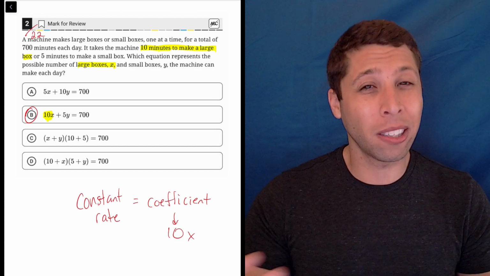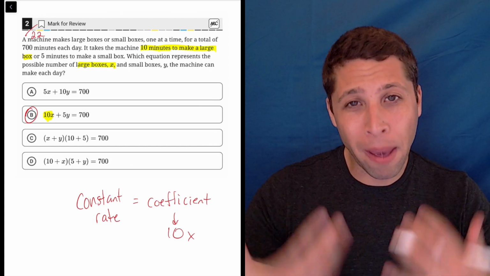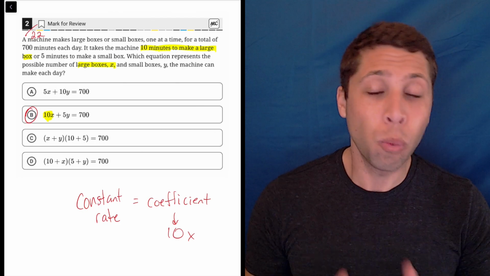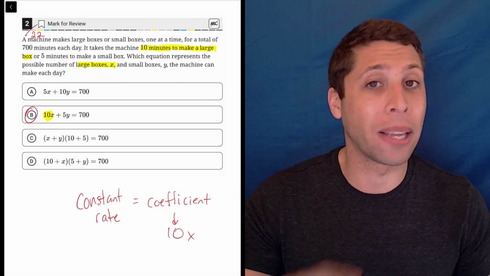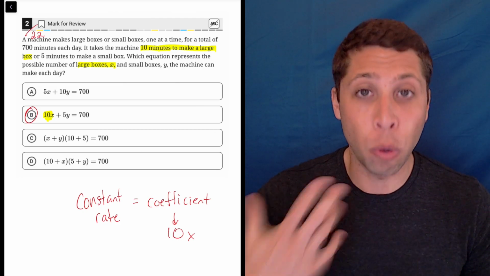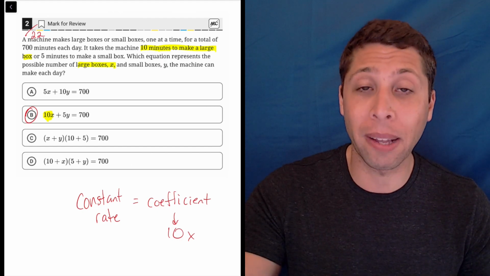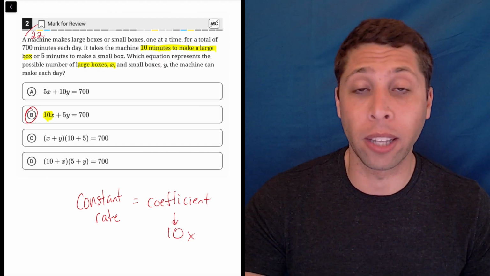It's got a story that's a little hard to understand, but the math involved is very, very simple, and you will see this constant rate idea come up in lots of places on the math sections, so you need to be able to know when they're talking about that and what it's going to look like in an equation.